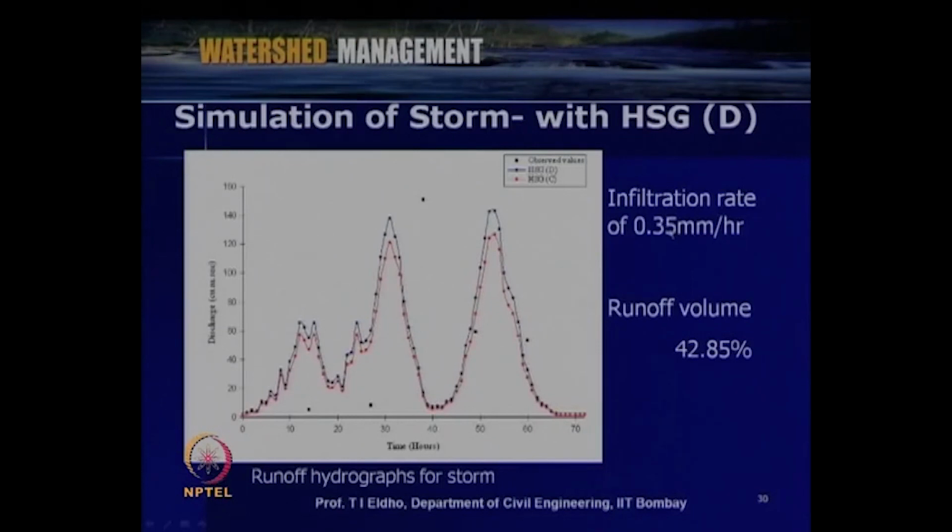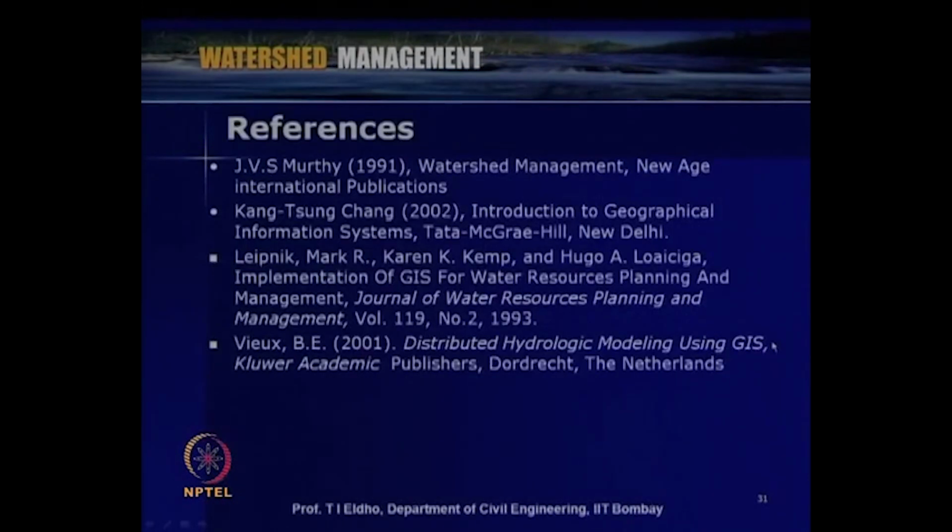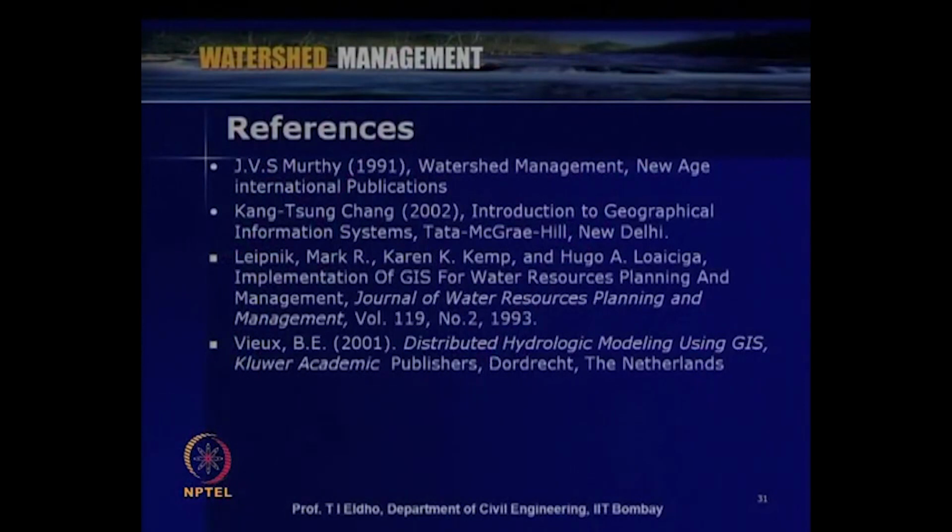Here infiltration rate is assumed as 0.35 millimeter per hour, and runoff volume was estimated for this particular case as 42.85%. That way we can utilize the GIS platform for generation of detailed elevation model, soil map, land use land cover map, slope map, like that. That will be very useful for hydrological modeling, and these details we can utilize for the development of various watershed management plans.